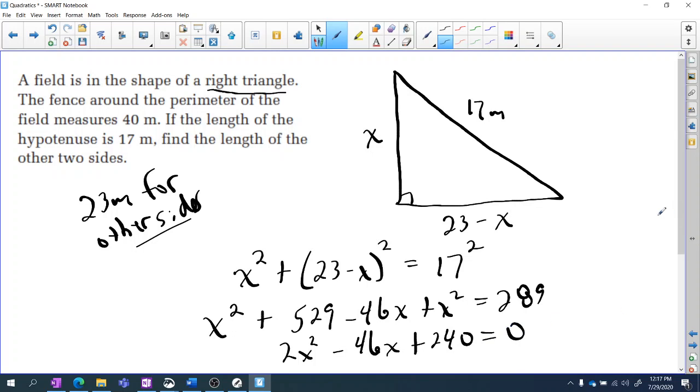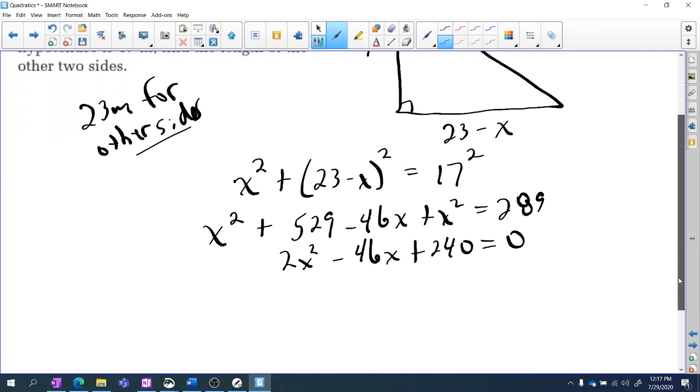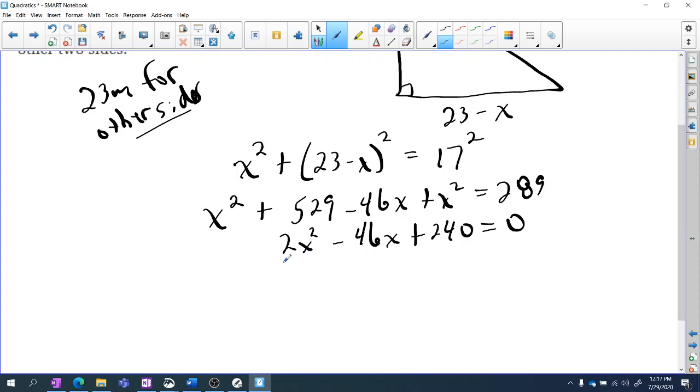Remember, that's one of our goals when solving a quadratic equation. Notice they're all divisible by 2. Let's make the numbers as small as possible, which are easier for us to manage. Make sure you divide both sides of the equal sign. There's your equal sign, both sides by 2. So x squared, subtract 23x plus 120, still equals 0.